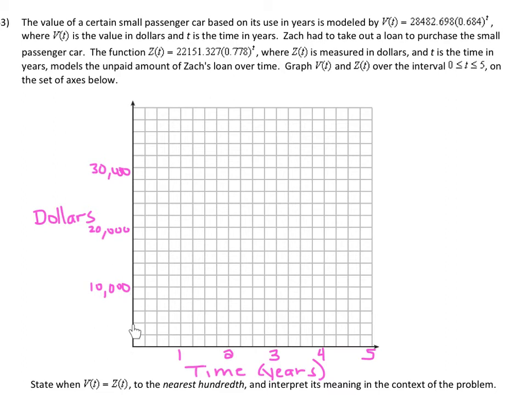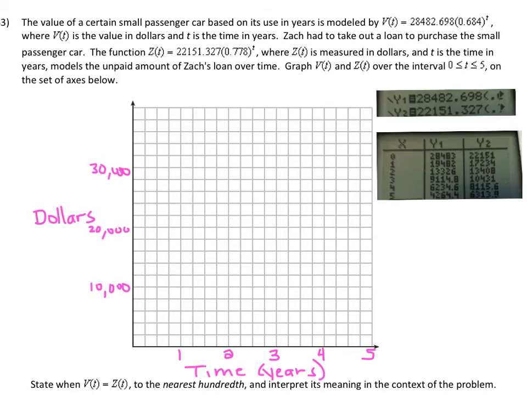So this would be 2,000, 4,000, 6,000, 8,000, 10,000. Okay, so that's what I did to make it fit. Now, what we're going to do is, again, go to y equals in our calculator, and plug this function into y1, and then plug this function into y2. Okay, so that's what I did.